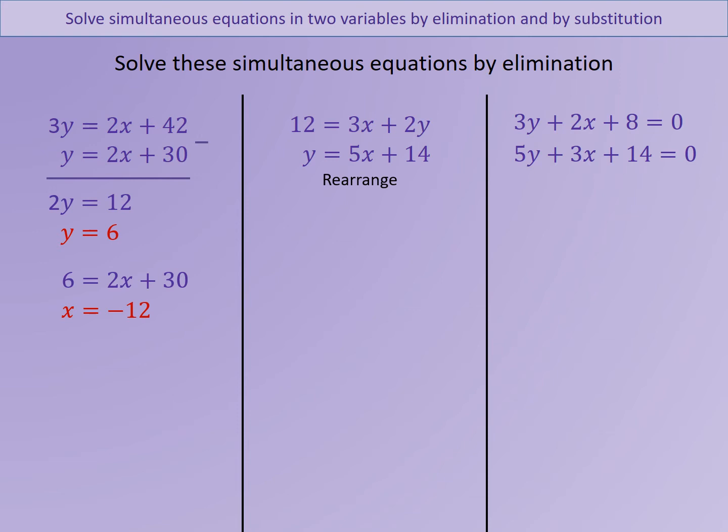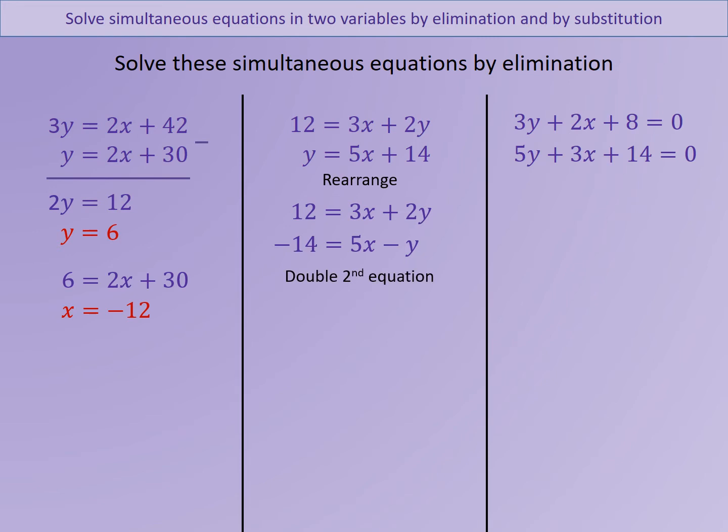Okay, in this second example, a little bit more awkward because the algebra is not lined up. We haven't got the y's above each other, the x's, the numbers, etc. So the first thing I'm going to do is rearrange them so that they are. I'm leaving the first equation alone, and I've rearranged the second equation so that, like I said earlier, the algebra is lined up. The other thing I notice is that I do not have the same number of x's, nor the same number of y's.